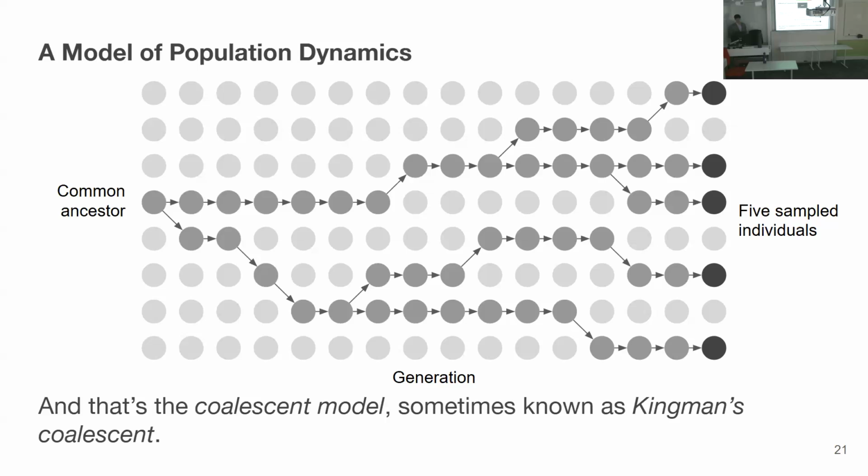And that's basically the whole thing. That is all that you need to know to completely understand the coalescent model, which is also sometimes known as Kingman's coalescent.